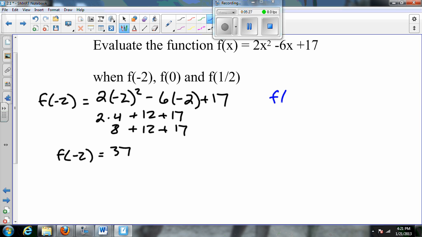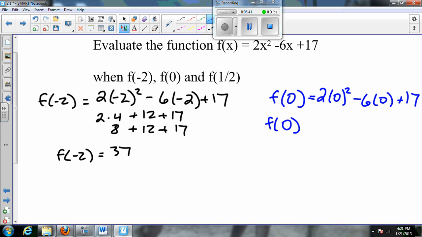Now I'm going to work out f of 0. So wherever we've seen x, we plug in 0. 2 times 0 squared minus 6 times 0 plus 17. So for f of 0, 0 squared is 0 and 2 times 0 is 0. Negative 6 times 0 is 0. So f of 0 is 17.